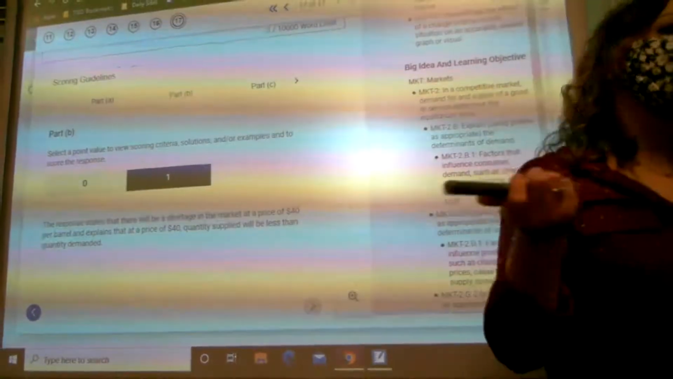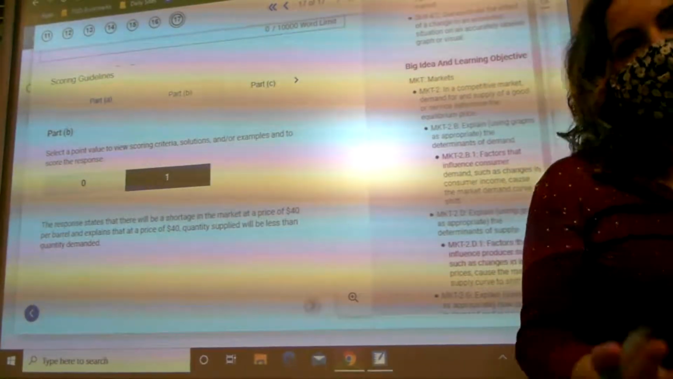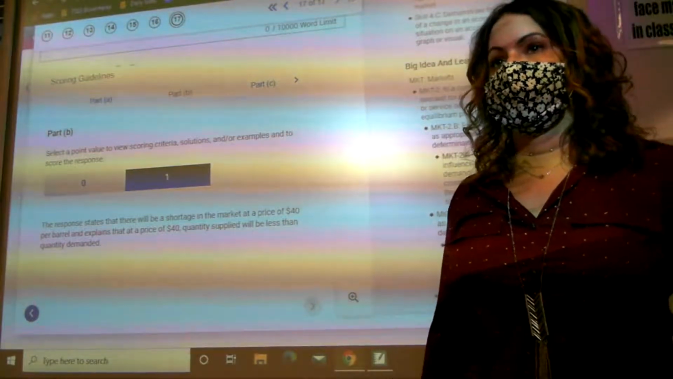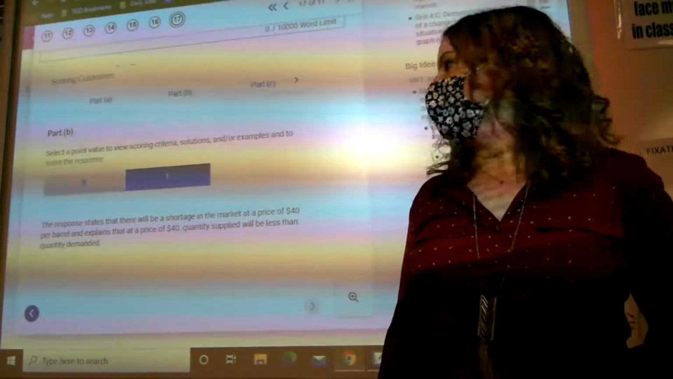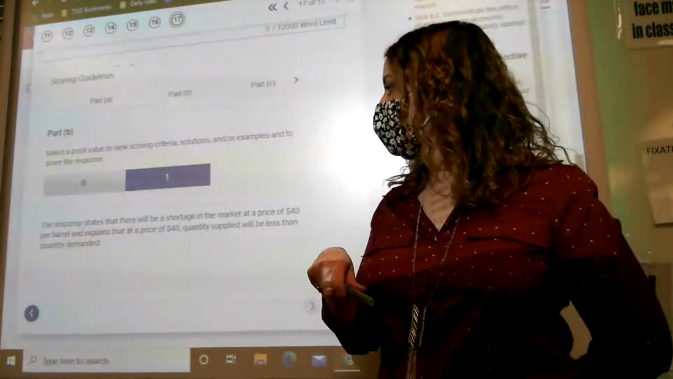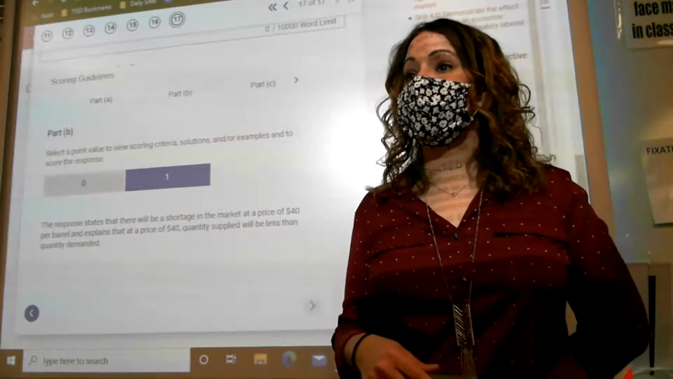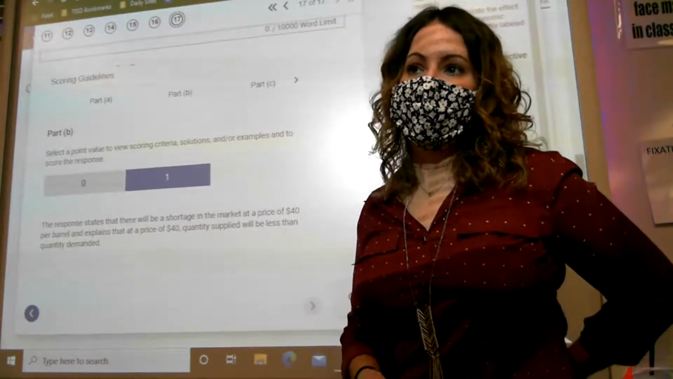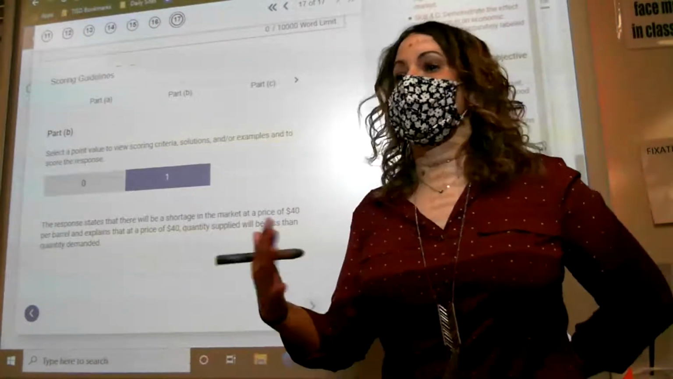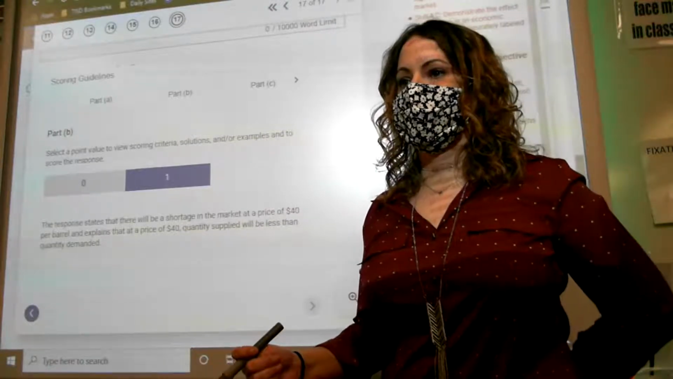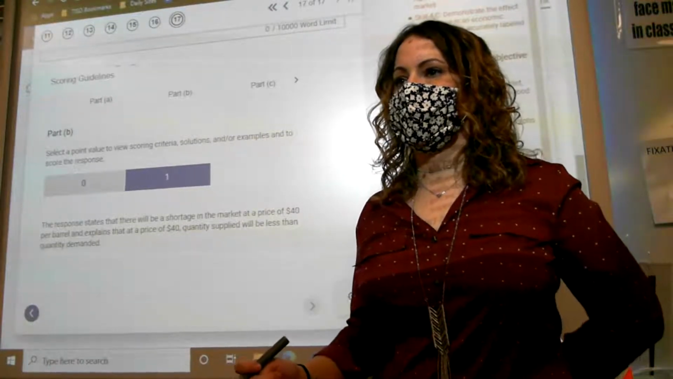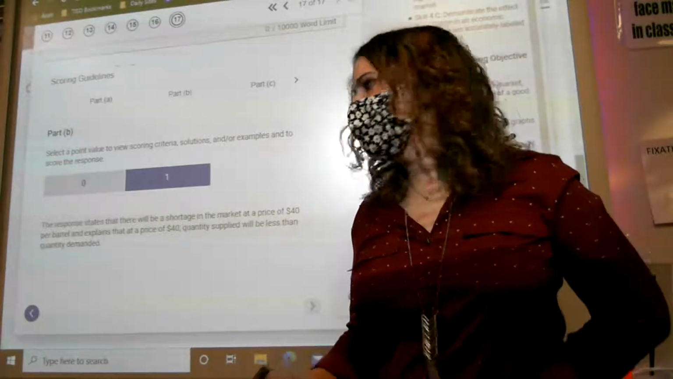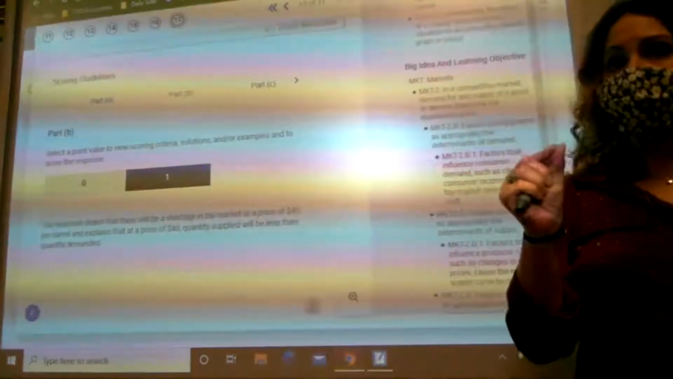How do you explain it? Just say that when prices are below equilibrium, there's going to be more demanded than there is supplied. And so that is a surplus. Oh, sorry, that is a shortage, because it falls under the equilibrium price.